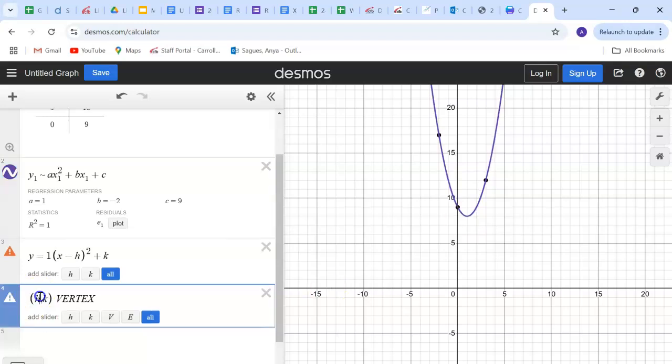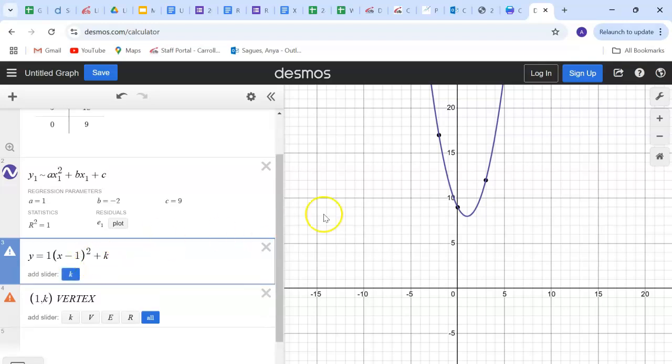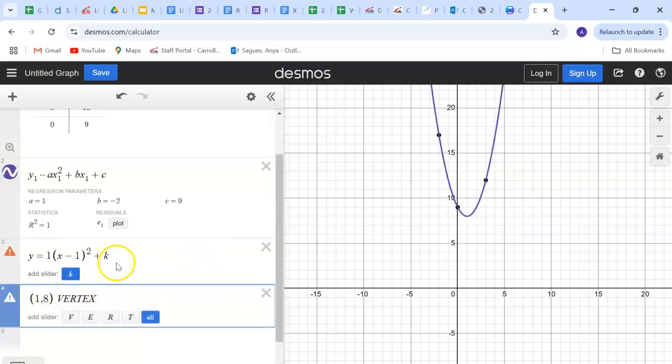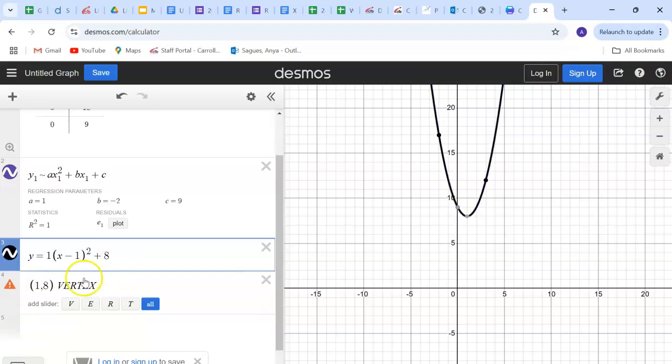So if H and K is my vertex, if H is 1, well, guess what I'm going to want the H to be here? 1. If my K, the Y value of my vertex, is 8, then I'm going to want to add an 8 out here. All right, now look at that. Ignore the fact that this is a triangle. But if I look at the black and purple graph, I see that they overlap because they are exactly the same. So this is my equation for the graph in vertex form. Okay.